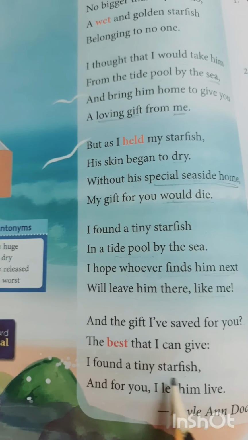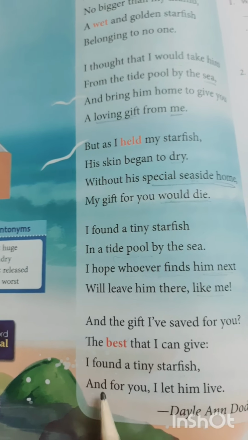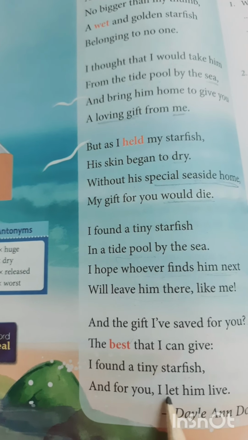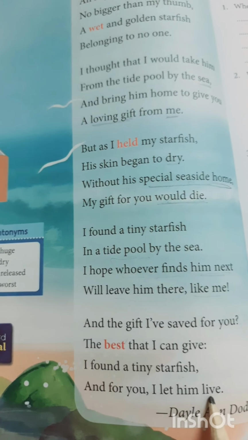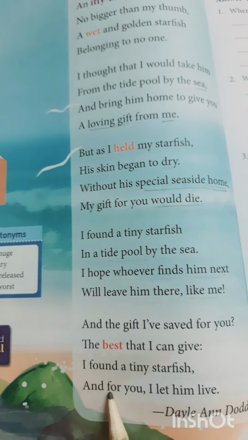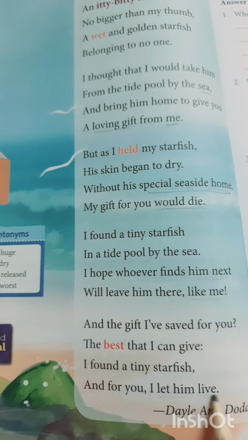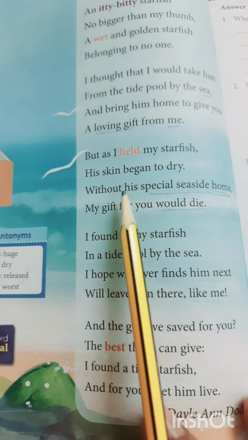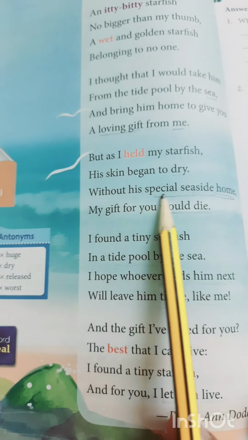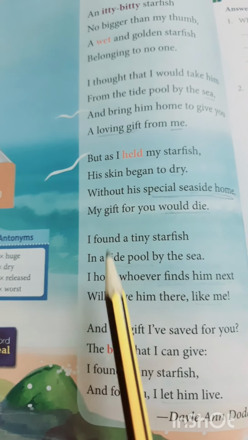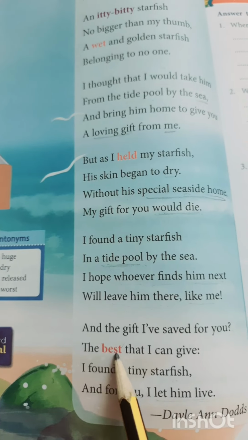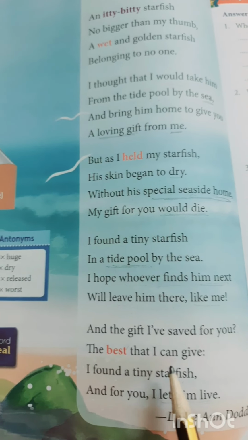Even though he found a starfish as a gift for the person whom the poet loved, I let him live. Okay, children, for the person, he lets him live. Why? Because he leaves the starfish in his special seaside home in a tide pool. Right? So this is the best gift I can give. Okay, children, so this is the poem.